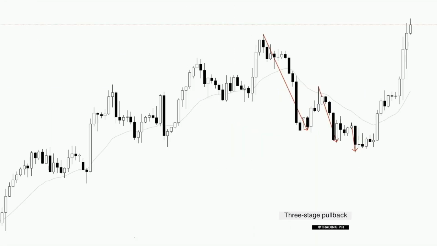Now, let's talk about the three-stage pullback, which usually forms a wedge or channel. They are very common patterns in the market and provide excellent trading opportunities. We are currently looking at a 4-hour chart of the euro. I have a vivid memory of this trade because it yielded substantial profits.